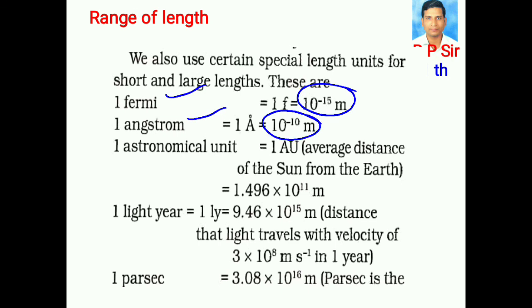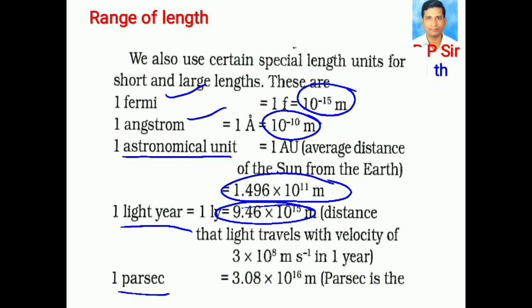And also we use special units for large lengths such as astronomical unit, light year, and parsec. 1 astronomical unit is equal to 1.496 into 10 power 11 meters. 1 astronomical unit is defined as the average distance of the sun from the earth. 1 light year equals 9.46 into 10 power 15 meters. A light year can be defined as the distance traveled by light in 1 year. And last, 1 parsec equals 3.08 into 10 power 16 meters.